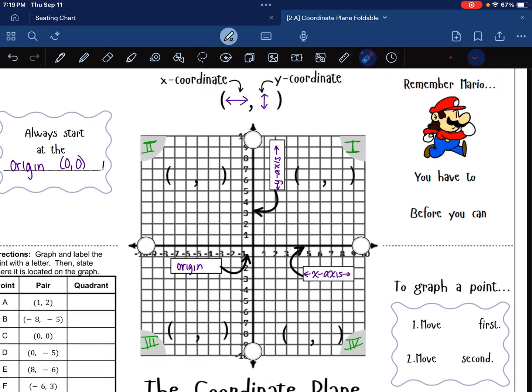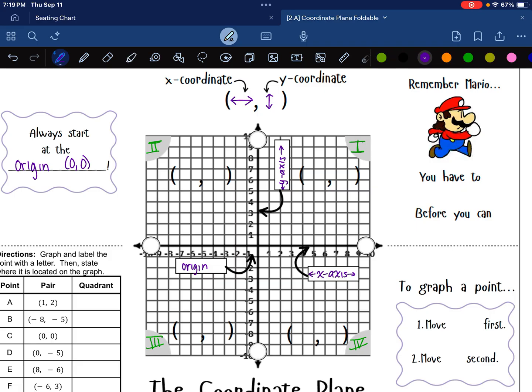Now, these are number lines, okay? So on a number line, the negative numbers are to the left, and the positive numbers are to the right. So I'm writing these in these circles just to help remind us. On the vertical axis, going up is positive, and going down is negative.